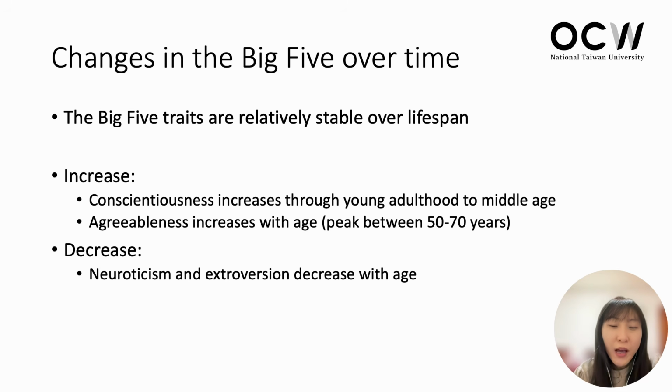This slide shows how some changes in the Big Five may occur across time. Conscientiousness may increase through young adulthood to middle age. Agreeableness also may increase through age and peak at around 50 to 70 years. However, neuroticism and extroversion may decrease with age.